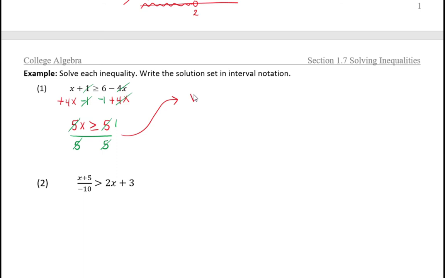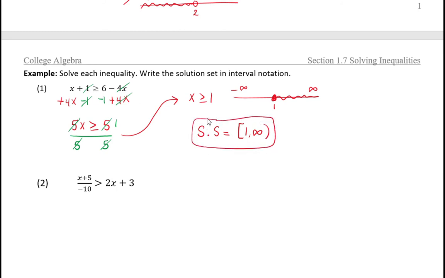So we got x is greater than or equal to 1. So 1 is included, and we take all the points after 1, including 1. So that means we need to use a bracket. So here the solution set will be [1, infinity). So that's the solution set for this problem.